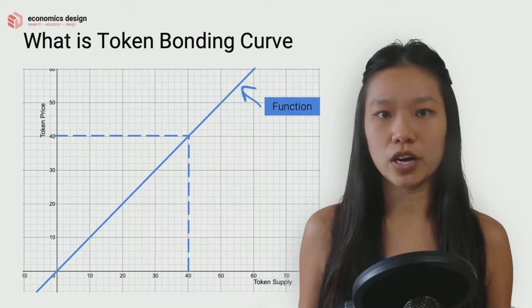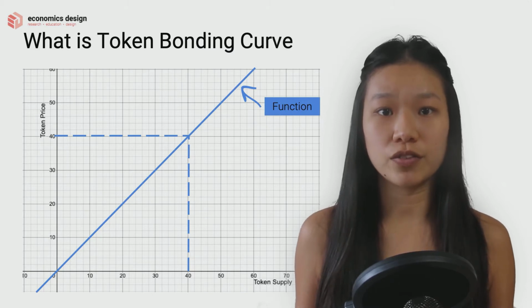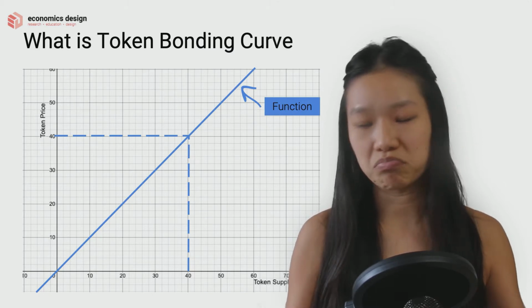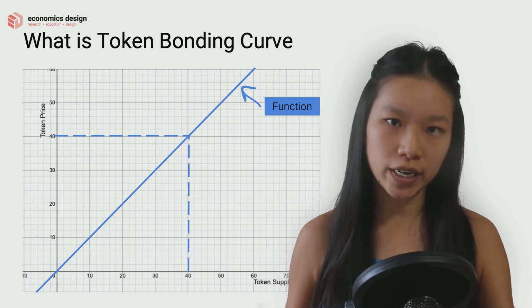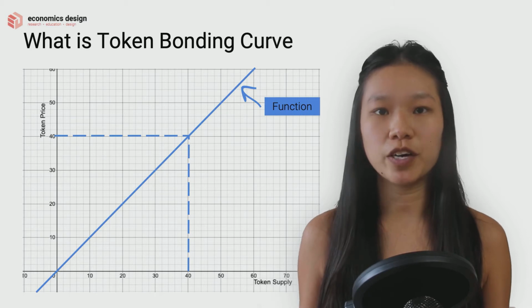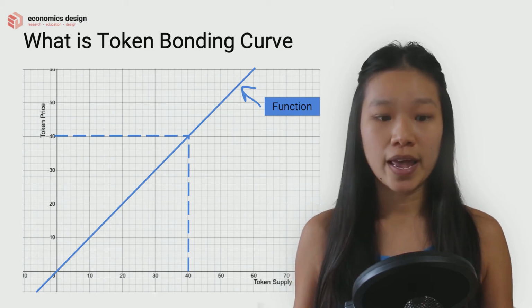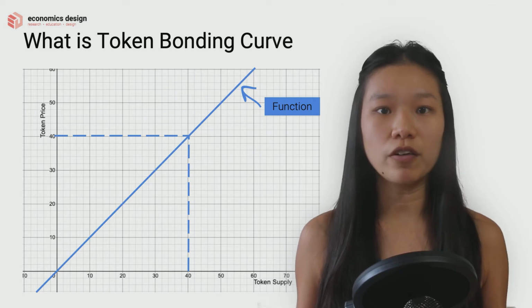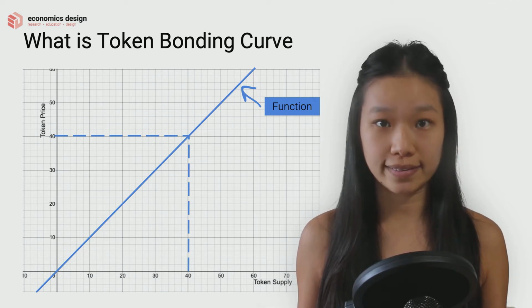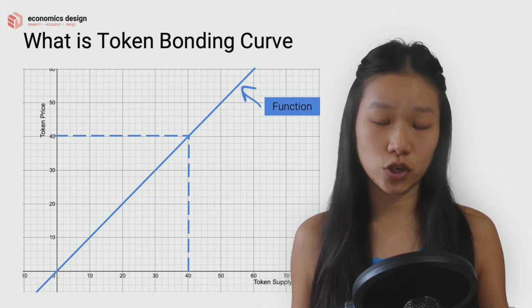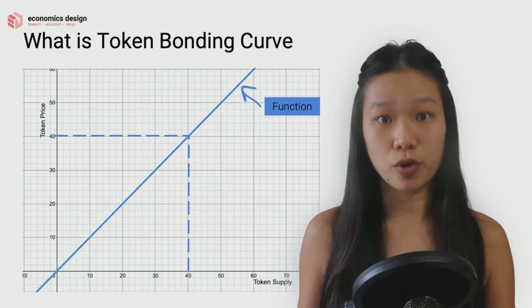So what are token bonding curves? Token bonding curves are very, very simple. It's basically a line, a curve. It could be straight, it could be curvy. It's just a curve. We call it a function. It's a mathematical function on a graph. And to keep things simple, we're looking at a very simple 2D graph. You have an x-axis and a y-axis, where the x-axis will be the token supply and the y-axis will be the token price.